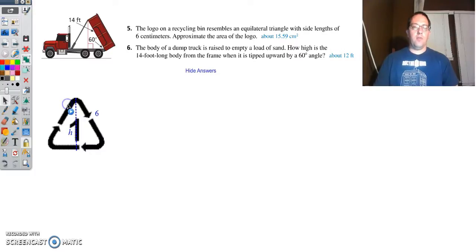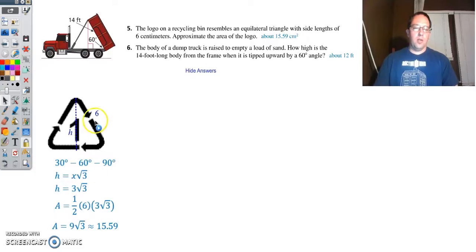So first we have a logo for a recycling bin, something like this. And it's kind of like an equilateral triangle. And we want to have a side length of 6 centimeters. We want the area of the logo. So we're going to do kind of like we did on the other one. Well, first we need to find this height, which makes a right triangle. So we've got a 30, 60, 90, and we need the height. Only this time they gave us the long side.